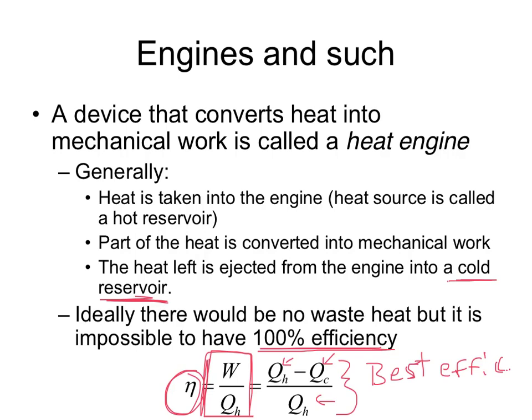And if we were to look at the actual math in this, we know that Q is mc delta T, and this actually works out where we can simply do the temperature of the hot minus the temperature of the cold divided by the temperature of the hot, all in Kelvin, and that's again going to give us the same numerical value. So we can use the Kelvin temperature as well.